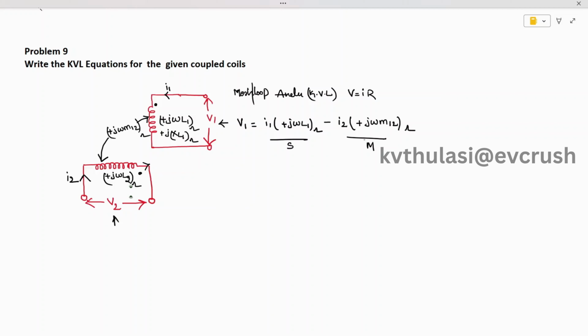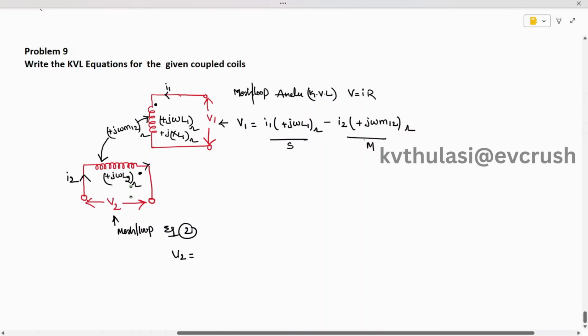Let's write the mesh or loop equation for the second loop. The voltage source we are applying is V2. V2 is the voltage source, and it has a self-inductance term of I into R, where the current is I2 and R is plus j omega L2 ohms. But this second coil is linked with the first coil with the mutual inductance of plus j omega M12.